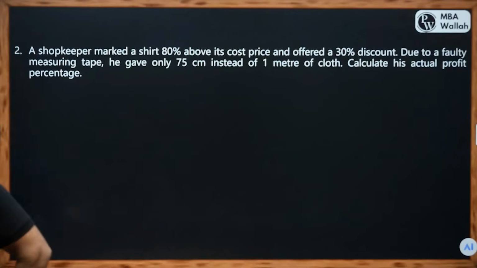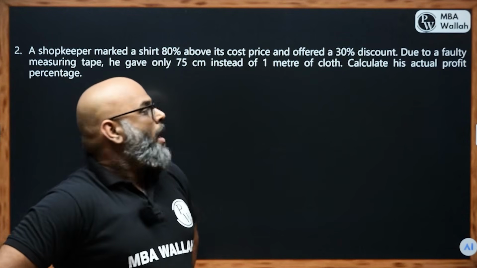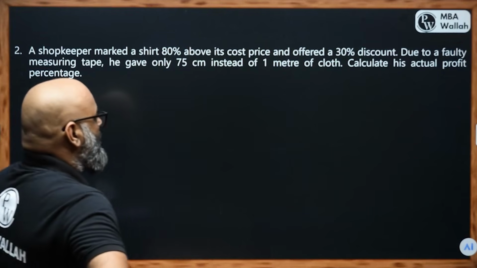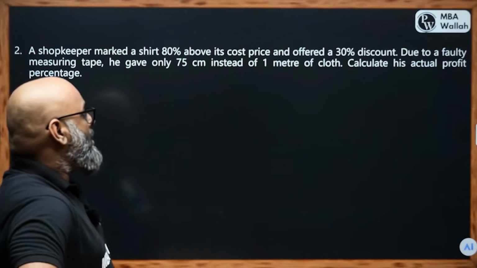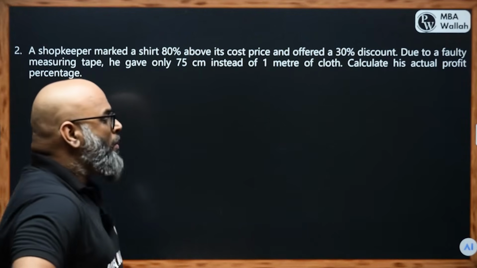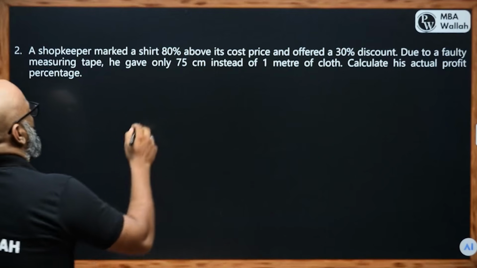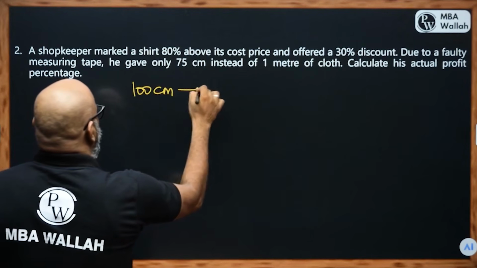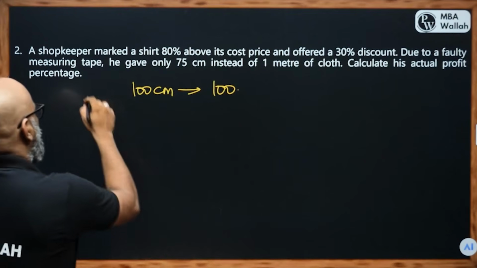Have a look at this question now. And now we solve. A shopkeeper marked a shirt 80% above its cost price and offered a 30% discount. Due to a faulty measuring tape, he gave only 75 centimeters instead of 1 meter of cloth. Calculate his actual profit percentage. Nice. Simple idea. So let's say that he buys 1 meter, 100 centimeters, for 100 rupees. That's his cost price.